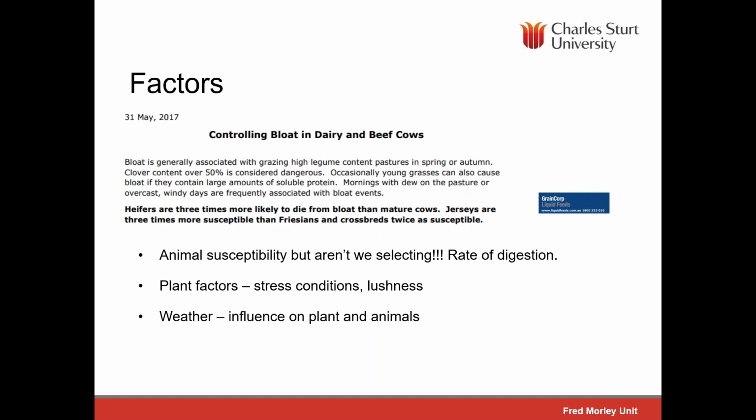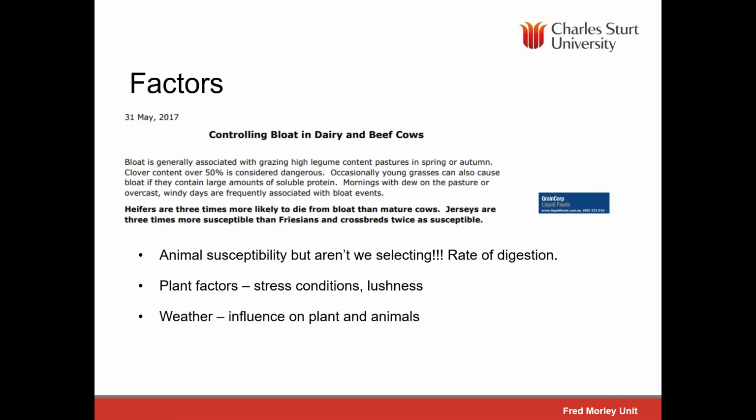I see some conflicting information. Grain Court Liquid Feeds did a literature review, and they found that mornings with dew on pasture, overcast, windy days are frequently associated with bloat events, and heifers are 3 times more likely to die than mature cows. I'd probably put that on our place at about 100 times more likely, and that's heifers, non-pregnant heifers. Jerseys are more susceptible than Friesians, but we don't know anything in terms of susceptibility within beef herds.